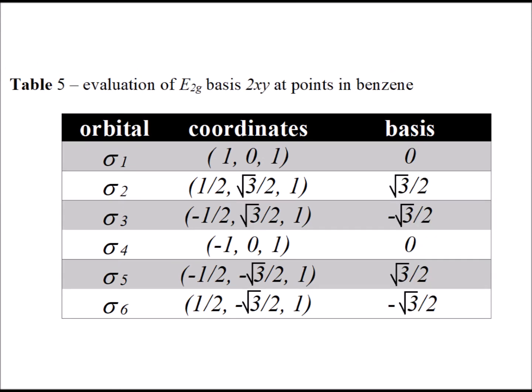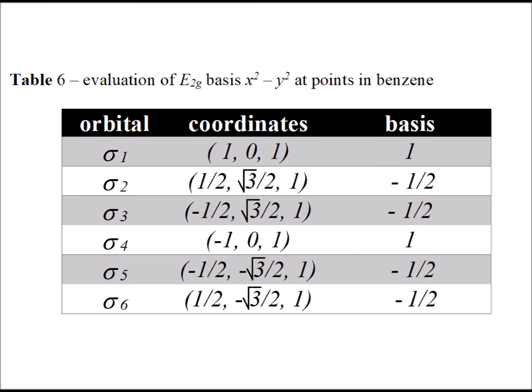For E2g, we have two different degenerate basis functions. The first one is 2xy, and we evaluate these terms in table 5. Here we compute the coefficient values, the basis, for each of the 6 carbon atom sigma orbitals based upon the second of the E2g basis functions, x squared minus y squared.